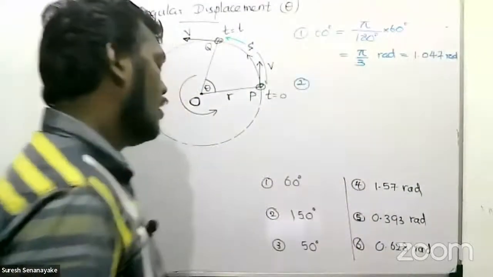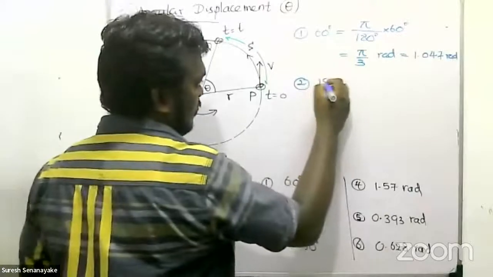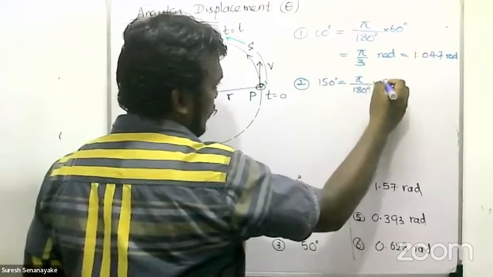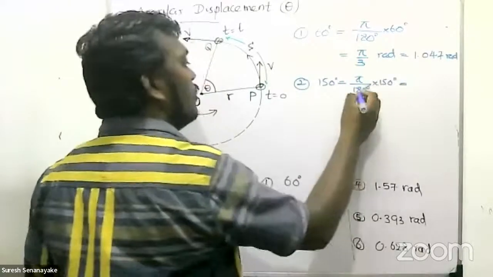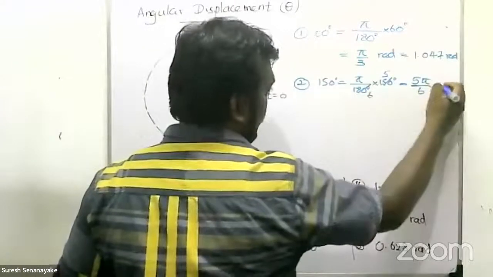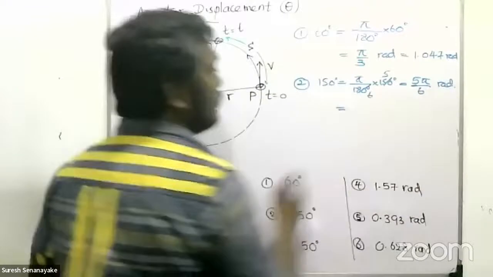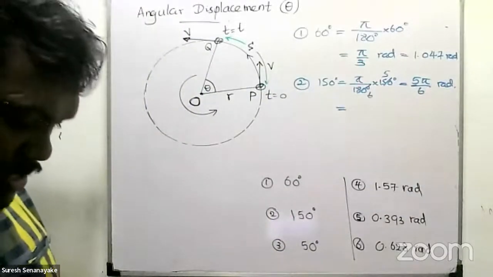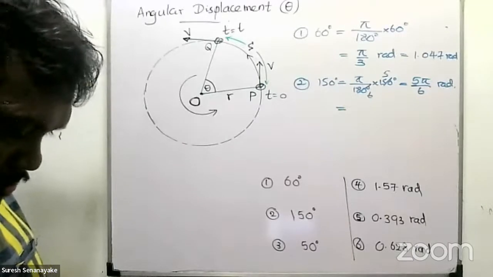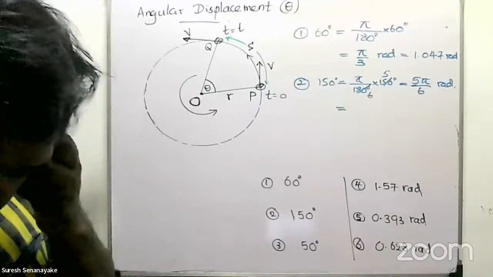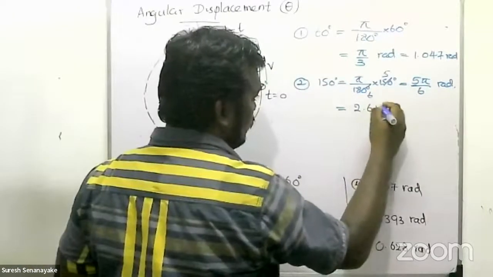Second, 150 degrees. Divided by 180, that's 5 over 6, so 5 pi divided by 6. Sorry, in decimal, because when you are calculating, most of the time decimal values are needed. It's about 2.618.